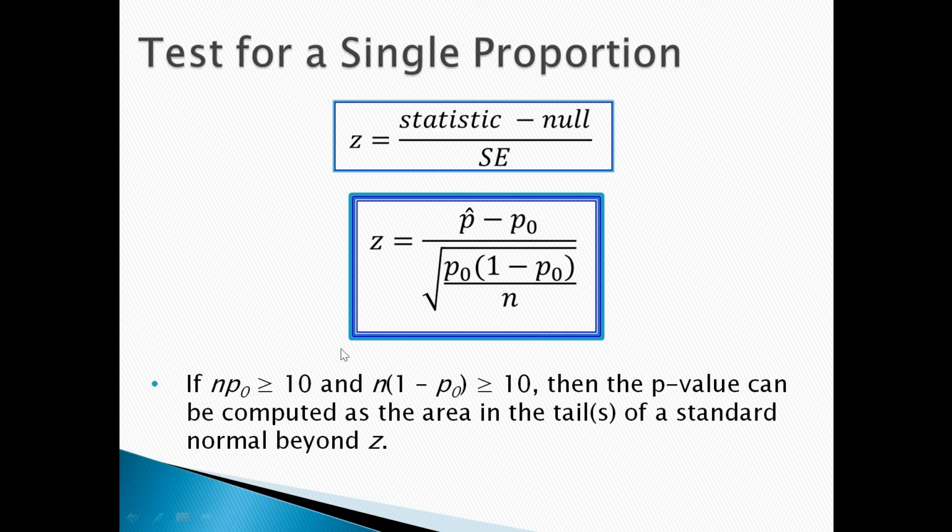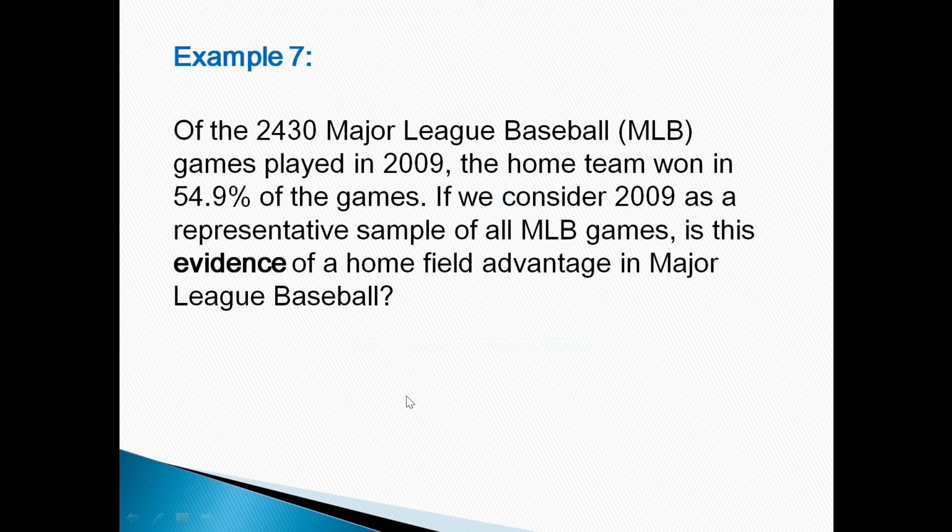We also have two criteria that we need to follow. We need to have n times p0 this time larger than 10, and n times 1 minus p0 larger than 10. If this happens, then we can find the p-value using the standard normal distribution. So let's see an example.